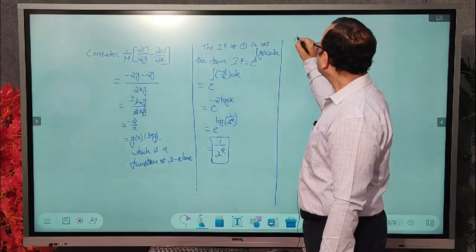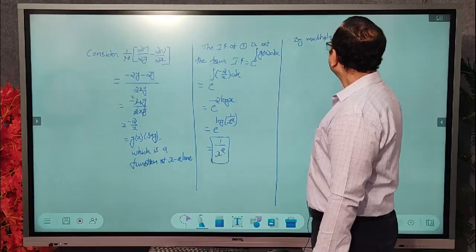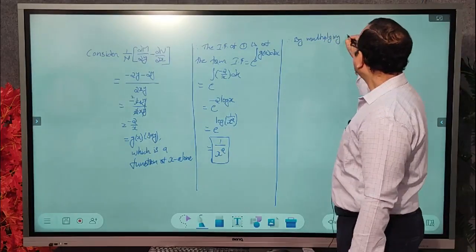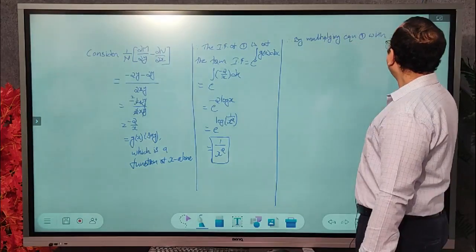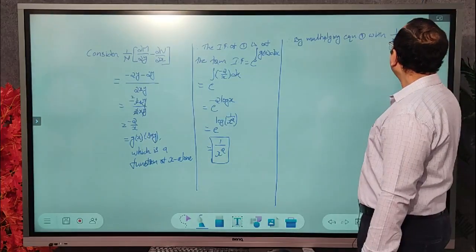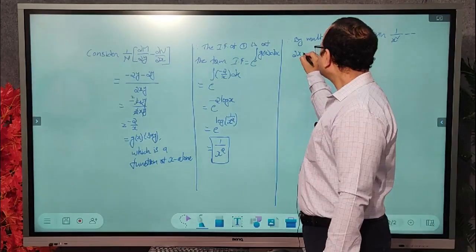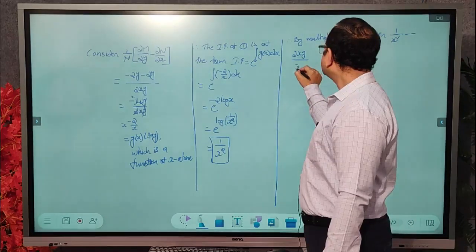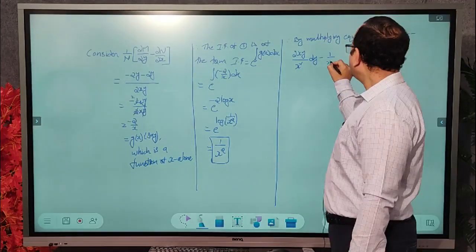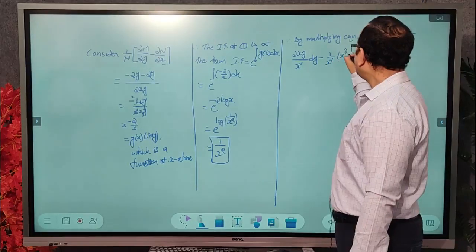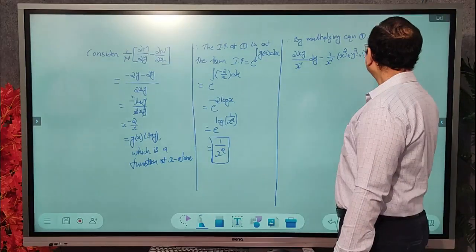Now therefore by multiplying equation 1 with 1 by x square, because this is the integrating factor, on both sides, then we get 2xy by x square into dy. Next we have 1 by x square into x square plus y square plus 1, this is the given DE, into dx is equal to 0.